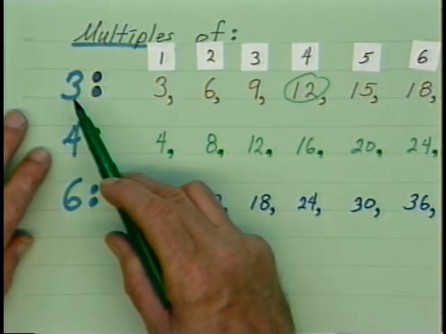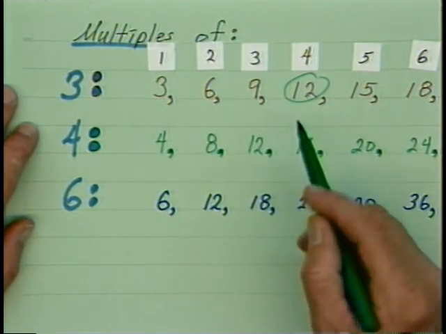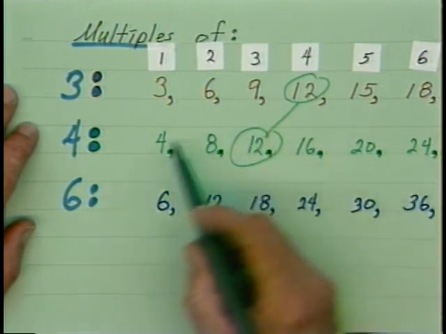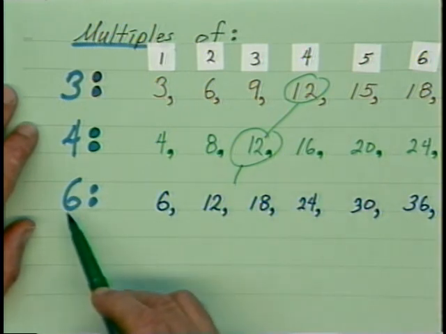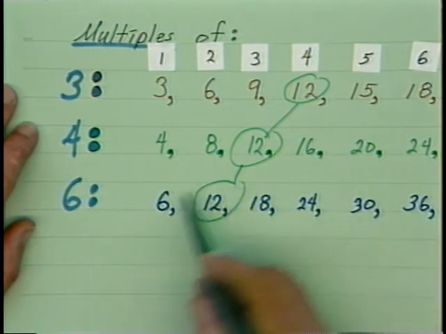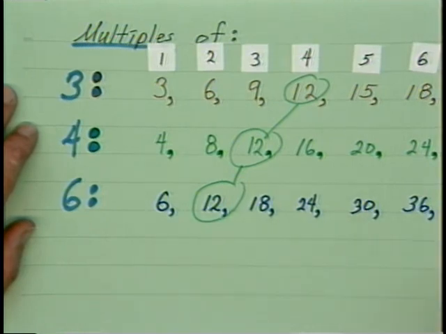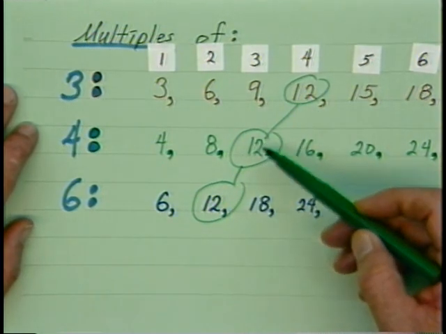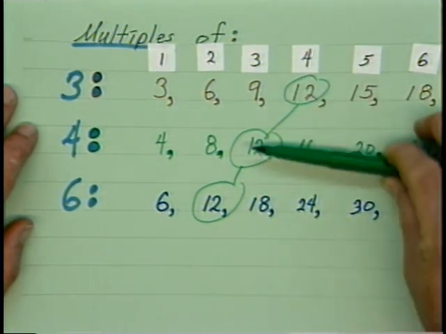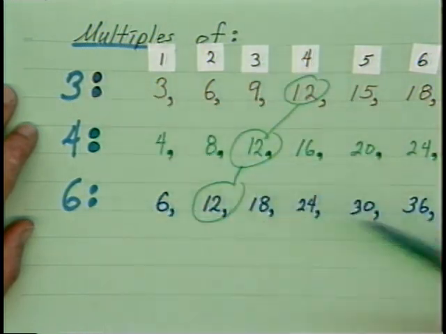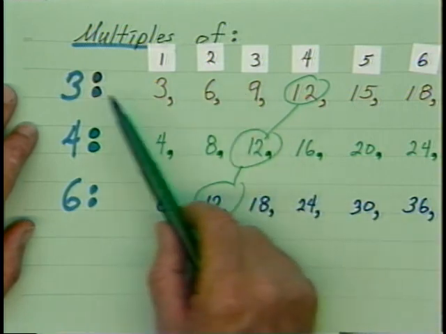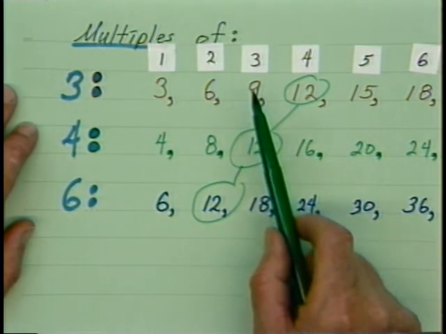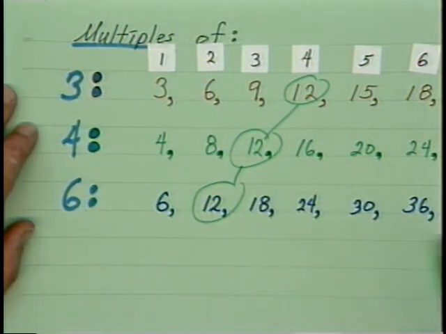12 is a multiple of 3 because 3 goes into it. 12 is a multiple of 4 because 4 goes into it. And 12 is a multiple of 6 because 6 goes evenly into it. Now let's see if there are any more common multiples. See, each of these is a multiple of those three numbers, so it's a common multiple. Whereas 9 is a multiple of that, but not of this or this, so 9 is not a common multiple.